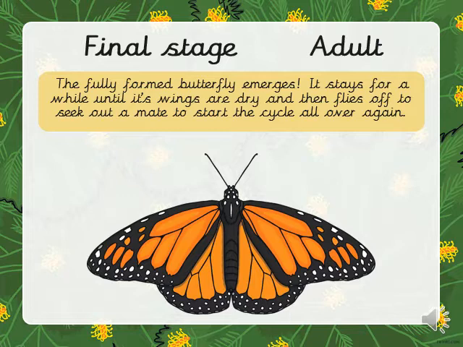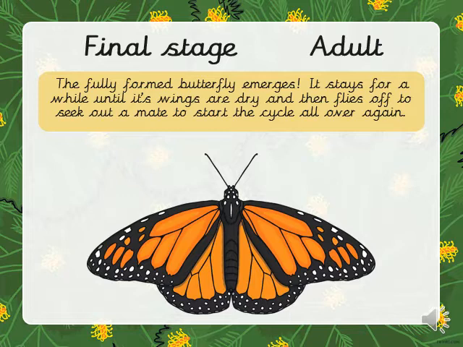They will gather nectar from flowers to eat and eventually find a mate. When they find their mate, the cycle will start all over again, as that adult butterfly will go on to lay the eggs. And the cycle will continue to flow.